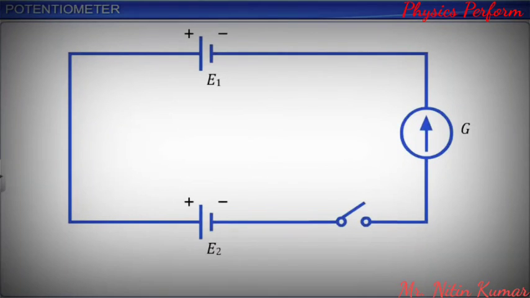To understand the principle of a potentiometer, we take a simple circuit where two cells with EMF, E1 and E2 are connected in a loop such that their positive terminals are joined and negative terminals are joined by connecting wires. A galvanometer G is connected in series in the circuit as shown.